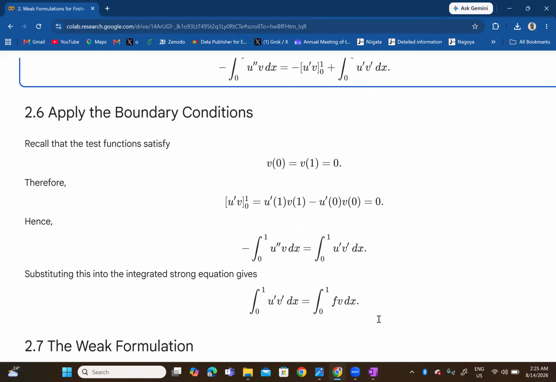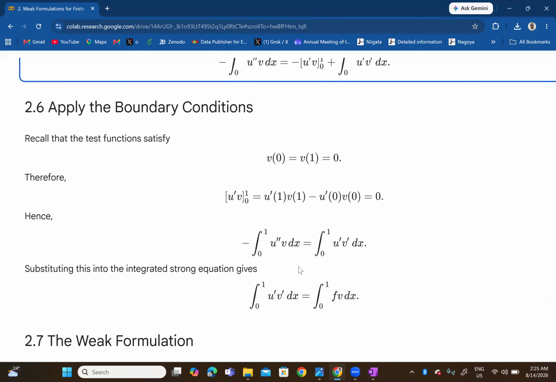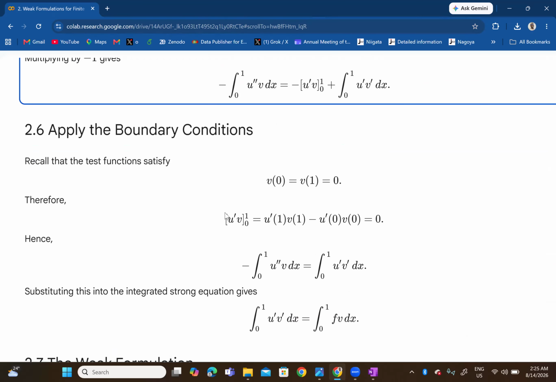So if you apply the boundary conditions now, recall that the test function satisfies v of 0 equals v of 1 equals 0. Therefore, this expression, u prime v from 0 to 1, is the same thing as if you substitute 1 first, you have u prime 1, v of 1, then substitute 0, you have u prime 0, v of 0. Well, v of 1 is 0, so that cancels automatically. v of 0 is also 0, so this whole expression is equal to 0. So everything here goes to 0.